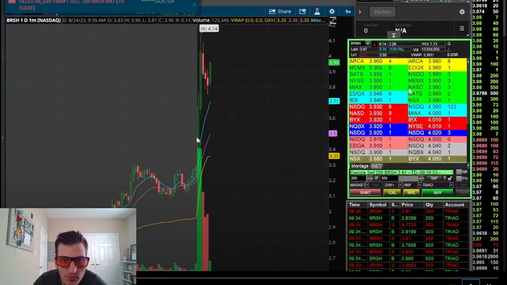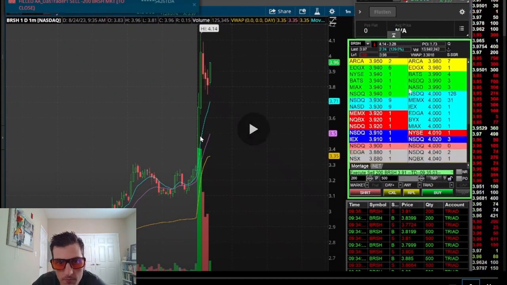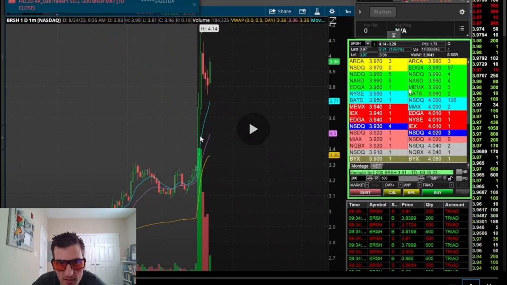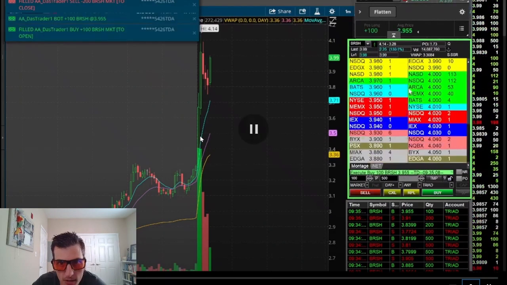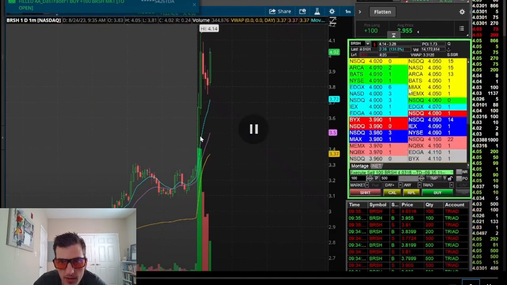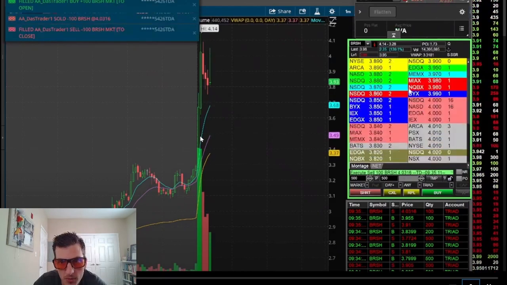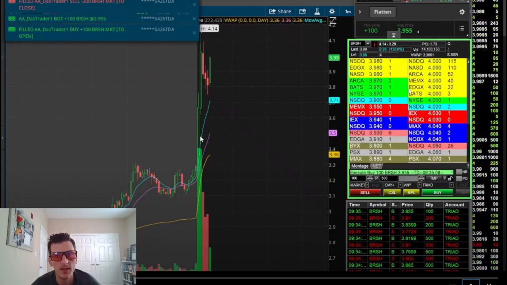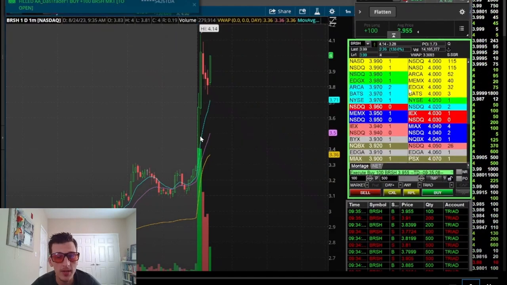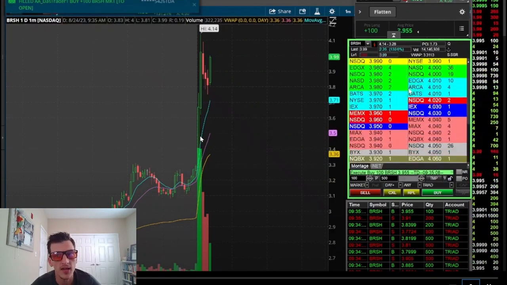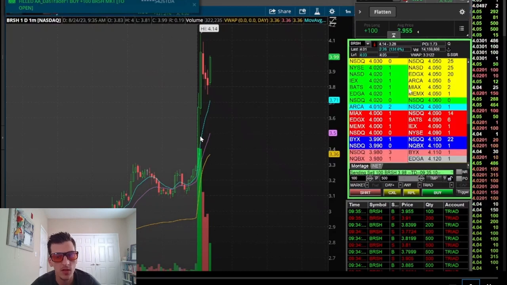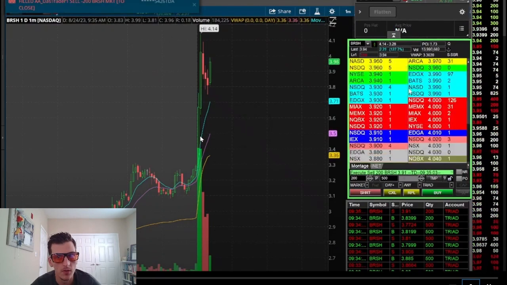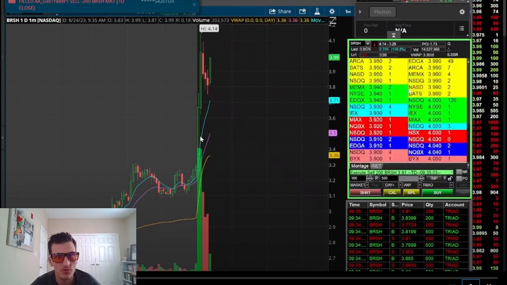When we break that previous candle, I am taking my profit there. And this actually turns out to be a false breakout. The tape is really, really speeding up here, and it does turn out to be a false breakout. Just because the tape speeds up does not mean there is a lot of demand. It could actually mean there's a lot of selling as well. And in this case, on this pop, it means there's a lot of selling.